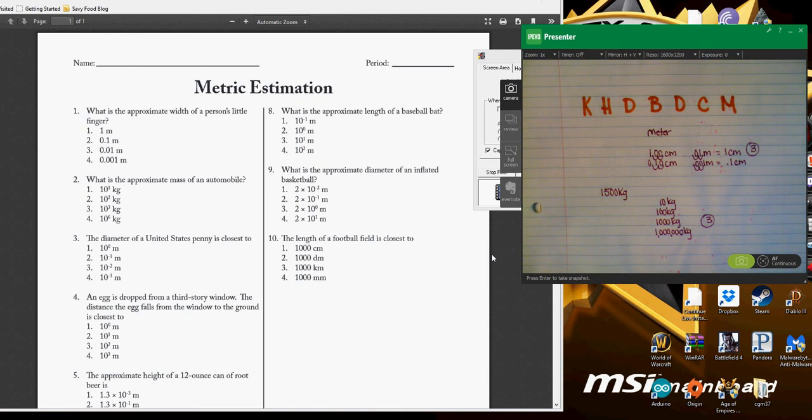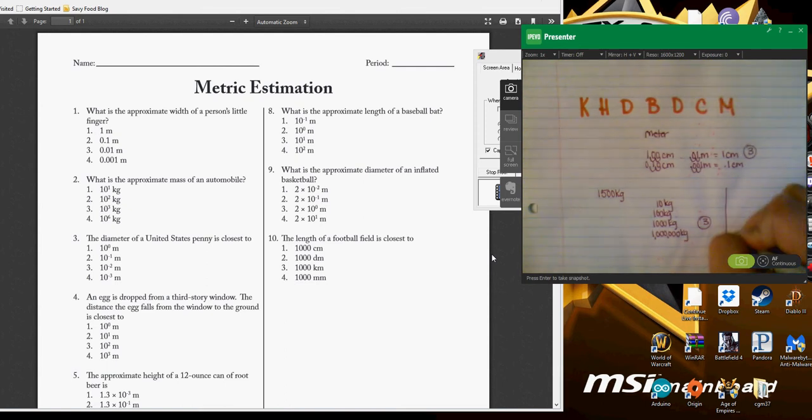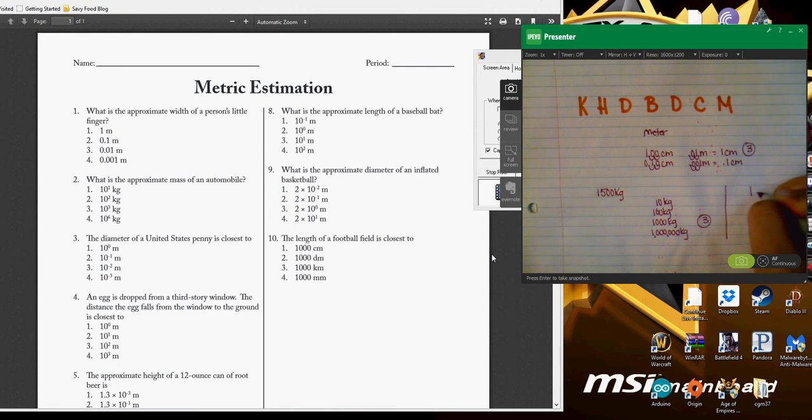We're going to go to question number 4. So we're going to skip to question number 4. An egg is dropped from a 3rd-story window. The distance the egg falls from the window to the ground is closest to which of the following? So if we're looking at that, we're looking at 10 to the power of 0 meters. That's just going to give us 1 meter. So if we know what the size of a meter stick is, we know that that is extremely too small for a 3-story window.